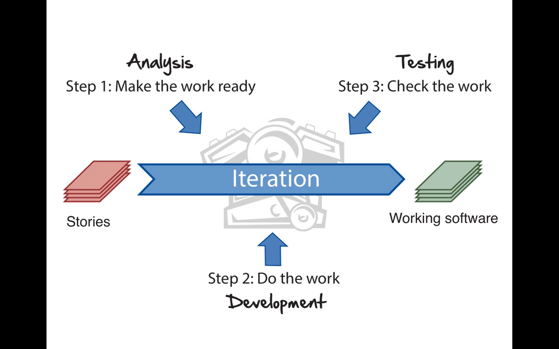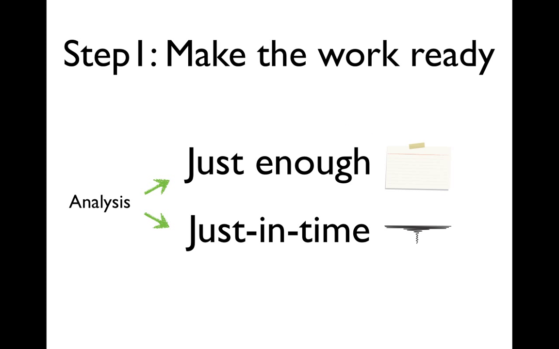Now, broadly speaking, we can break the delivery of an Agile iteration into three parts: make the work ready, do the work, and check the work. Let's start with making the work ready. Making the work ready means doing our homework before an iteration begins. That means we want to make sure we've done our analysis, we know what success looks like for a given story, and that we don't have too much in the way of unanswered questions.